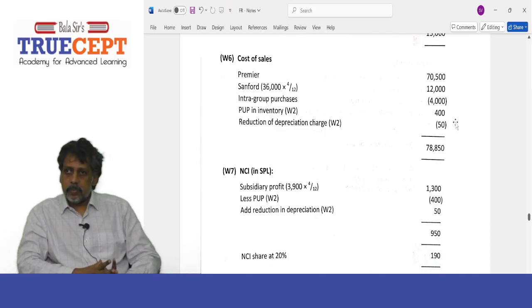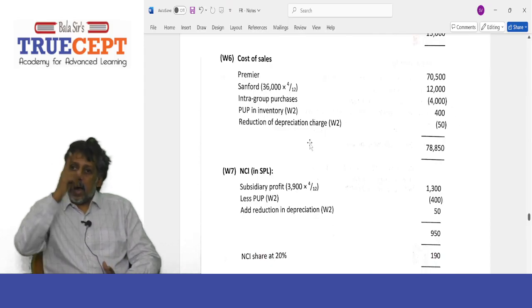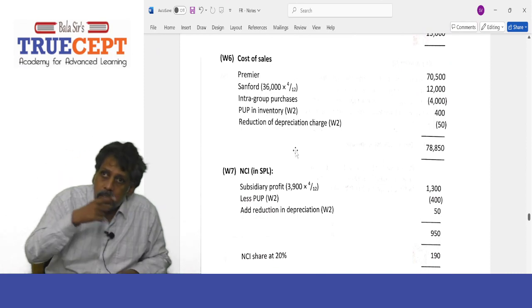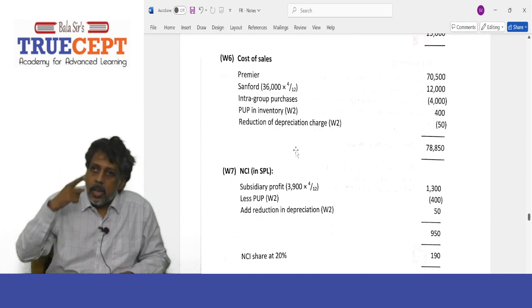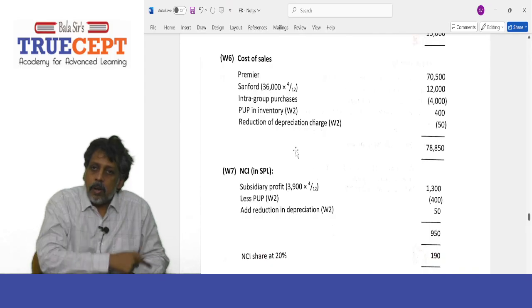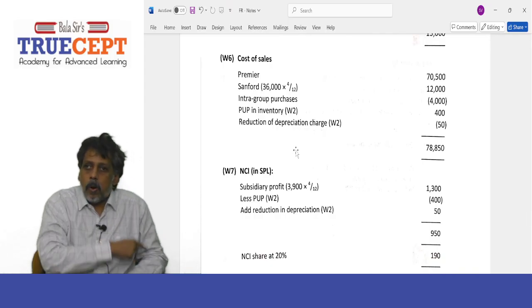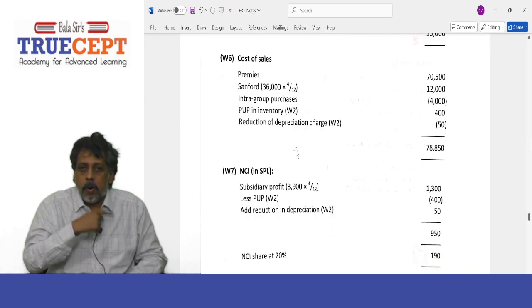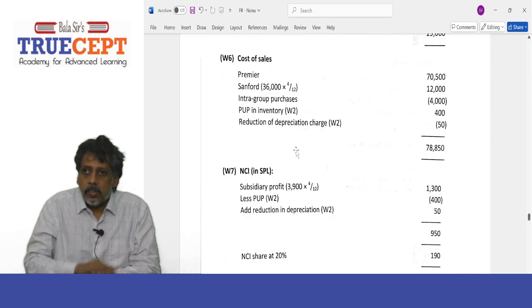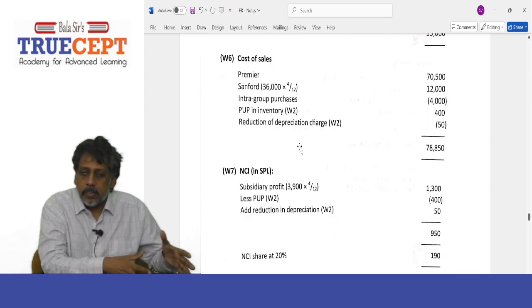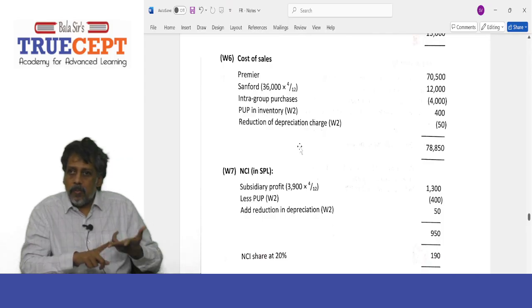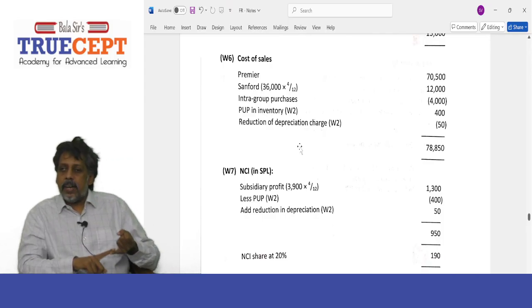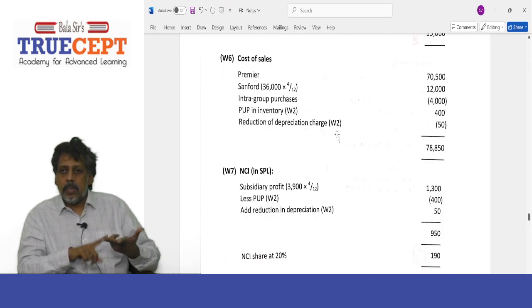PUP in inventory, working note, 400. You have to create a provision, therefore an increase in expense. When you create a provision, what is the entry? Profit and loss account debit, provision for unrealized profit. It will increase your expense, right? Cost of sales is an expense item. Therefore, you add the increase in expense, provision 400.